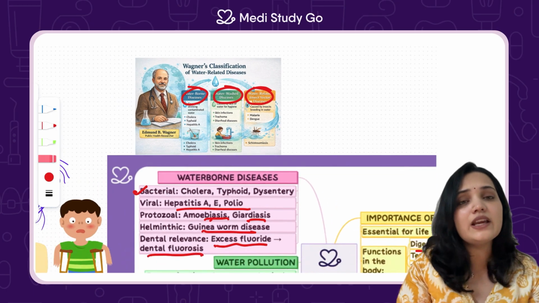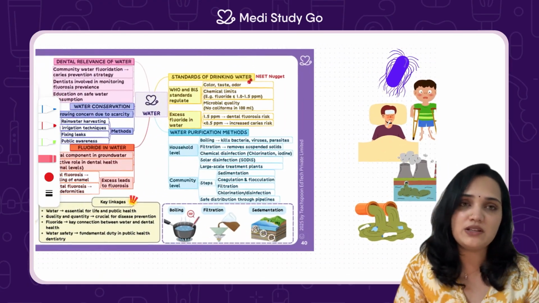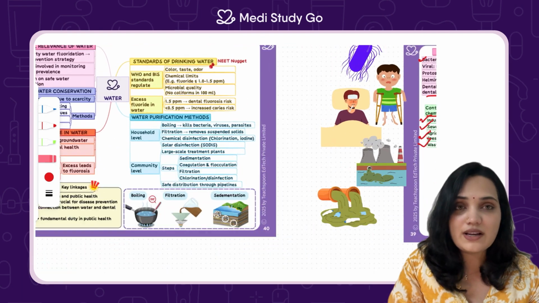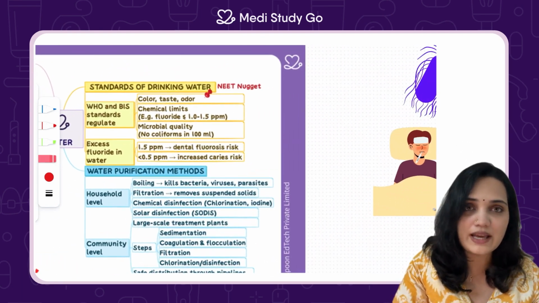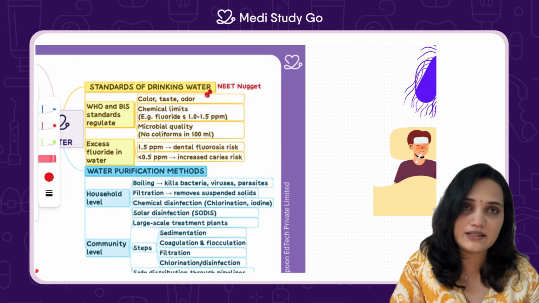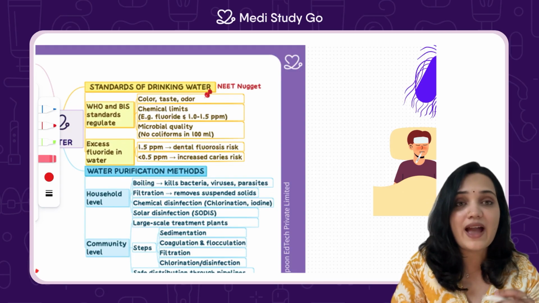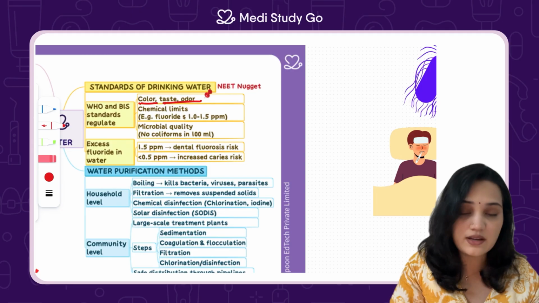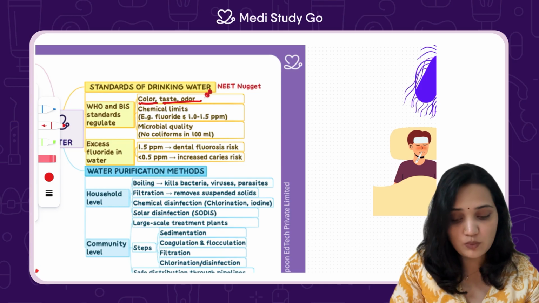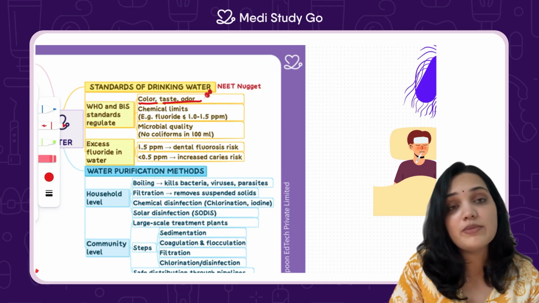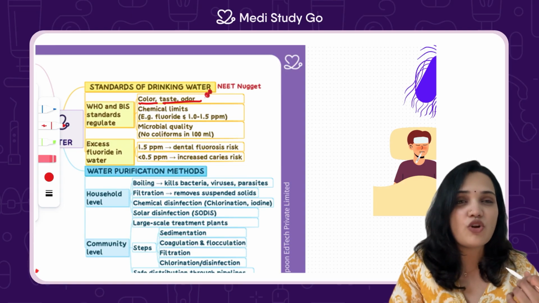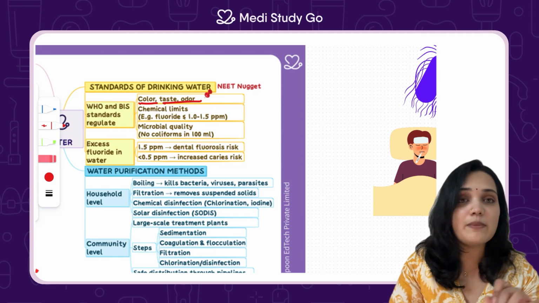But for drinking water, there are some standards that it must meet. Let's look at that now. This is also very, very important for NEET. Organizations like the WHO and BIS, which is the Bureau of Indian Standards, gave some guidelines. They say that drinking water should have acceptable color, taste and odor, that's our smell. And then the chemical limits, like fluoride should be 1 to 1.5 ppm. The microbial quality should be maintained, so there should not be any coliform bacteria in 100 ml of drinking water.